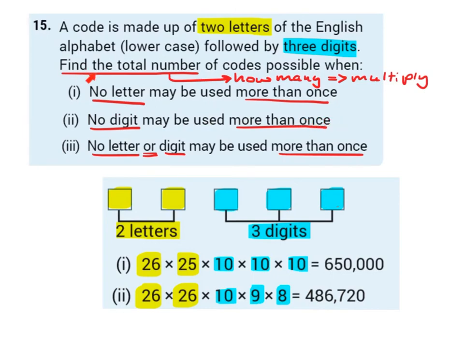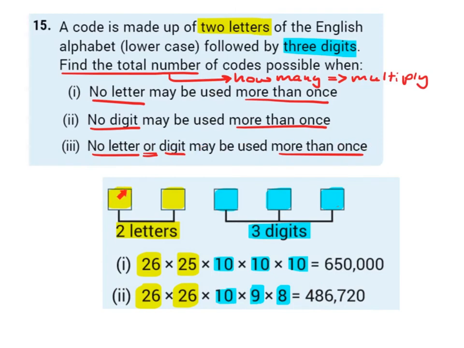Question 3. Find the total number of codes possible when no letter or digit may be used more than once. So in the first question, no letter could be used more than once, no letter could be repeated. In the second question, no digit could be used more than once, no digit could be repeated. In the third question, no letter or digit may be used more than once. No letter or digit may be repeated.